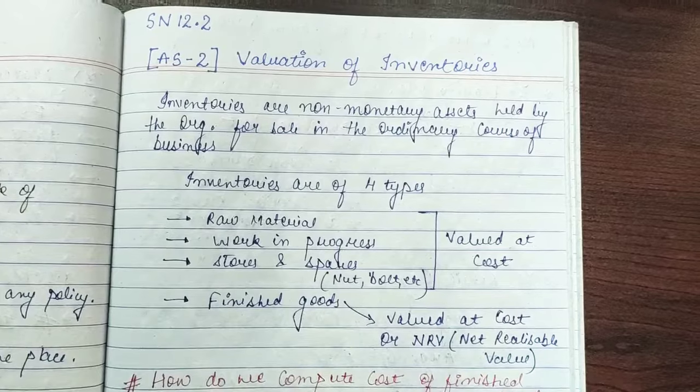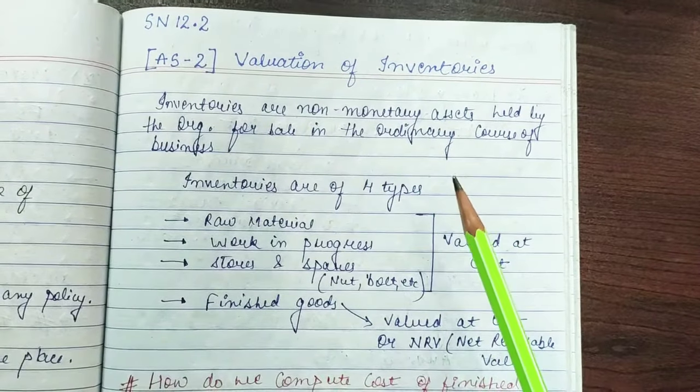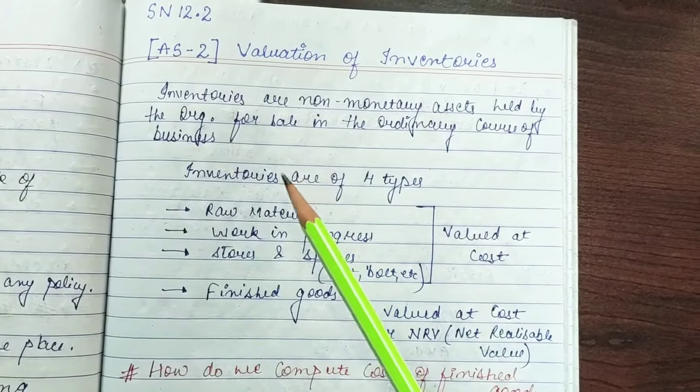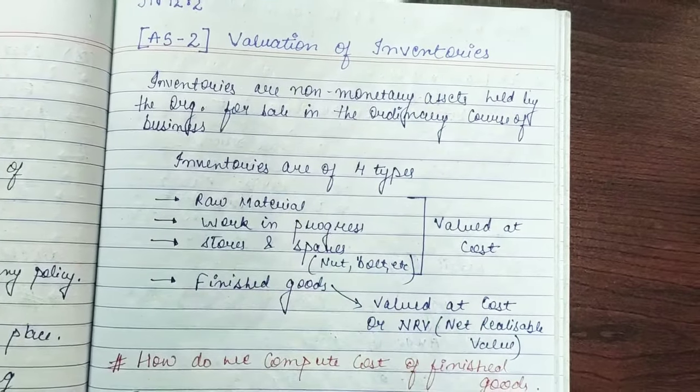तो क्या होता है इन्वेंट्रीज? एक नॉन मॉनेटरी एसेट होता है which is held by the organization for sale in the ordinary course of business. ठीक है.